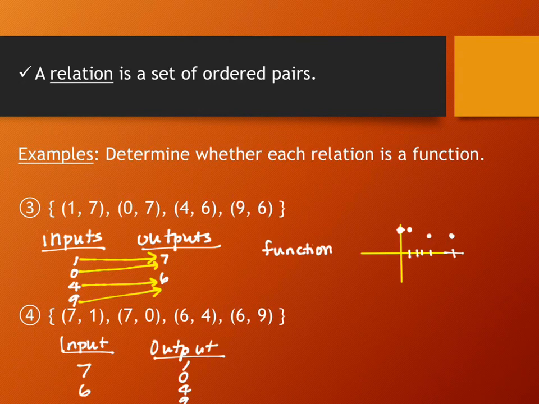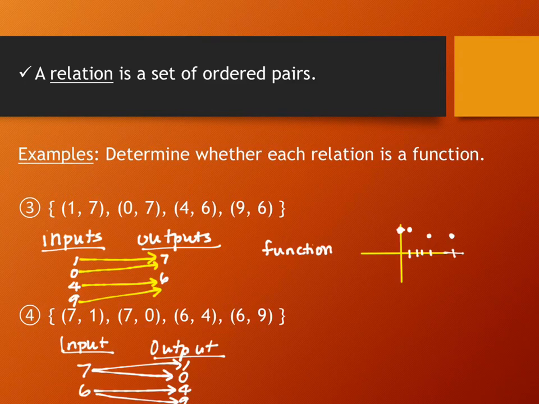The problem here is that the number 7 as an input has an output of 1. The number 7 as an input has an output of 0. The number 6 as an input has an output of 4. The number 6 as an input has an output of 9. So every input, and I don't even need every, I just need one. We'll take the input 7.